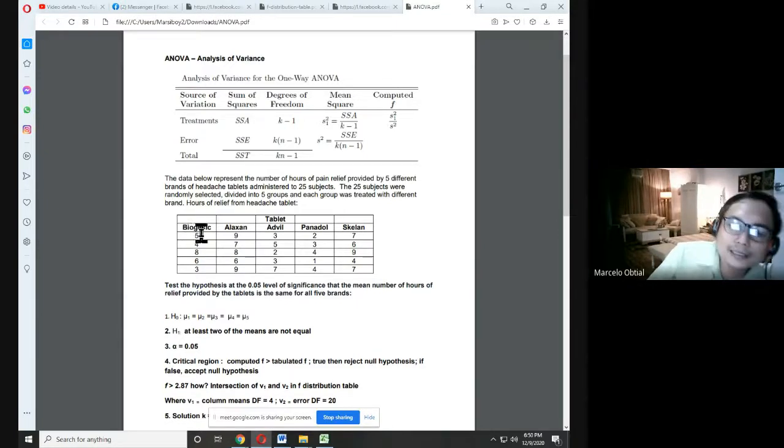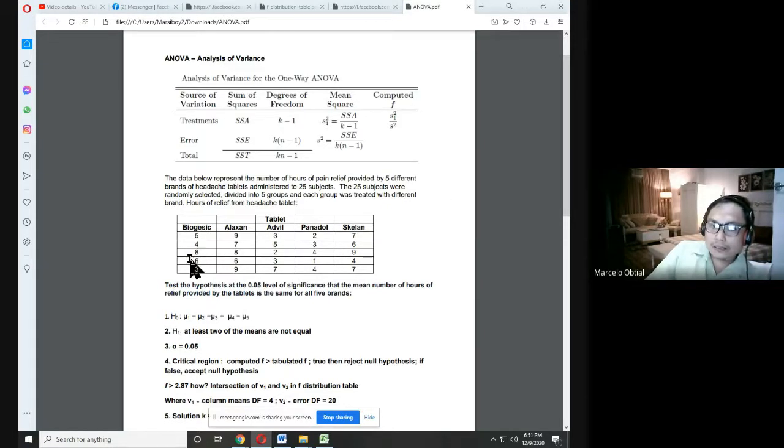So assuming pare-pareho class, nag-assume lang ako. Iba kasi may mas nakakaalam sa akin, sir. Iba man ang content ng Advil, sir. Iba man ang content ng Panadol. Just assume na lang. The same yung content nila. Chemical content. Yung sa Biogesic, kumuha yung researcher ng 5 subjects. The same with Alaxan, Advil, and Panadol. So in short, merong 25 na tao na binigyan niya ng tableta. Okay? So 25 subjects. 5 times 5 will give you 25.